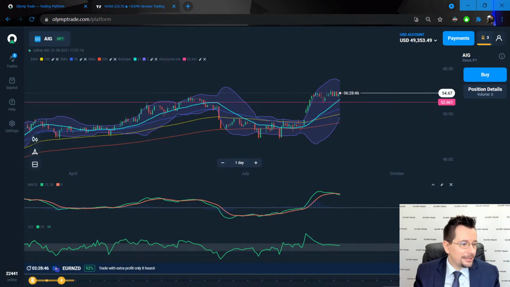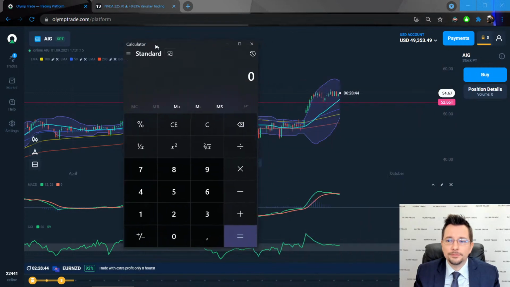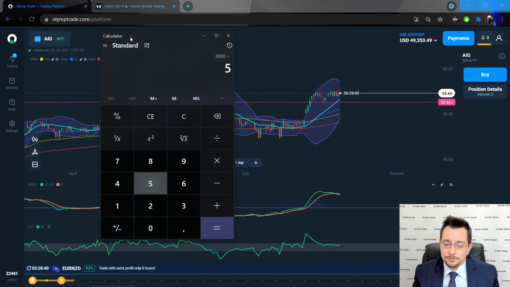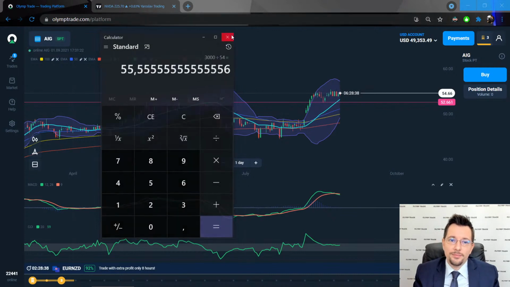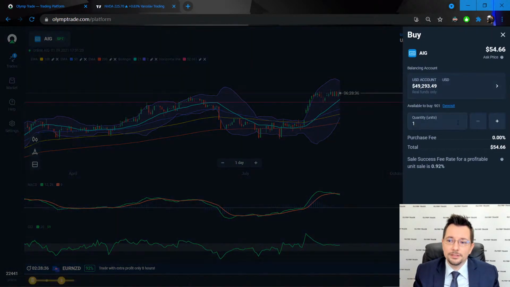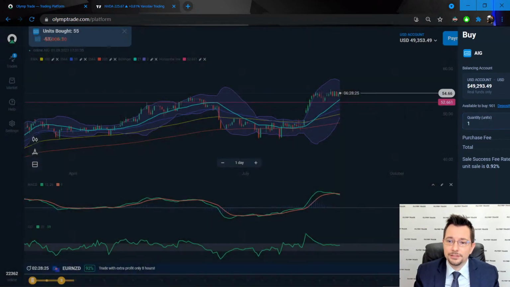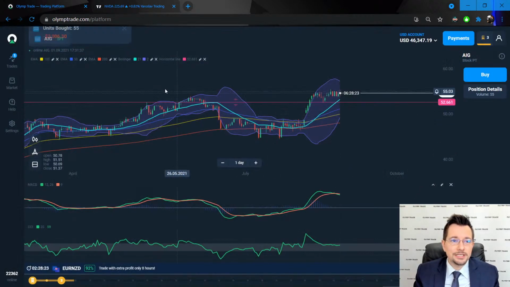Give me a sec, guys. I'm going to calculate my trade amount. So I'm going to buy about 55 units of this stock. So you guys were wondering about how to place these trades. This is what it looks like. So I'm going to buy 55 units at 54.66. Now this is going to be my long-term trade that I have open.